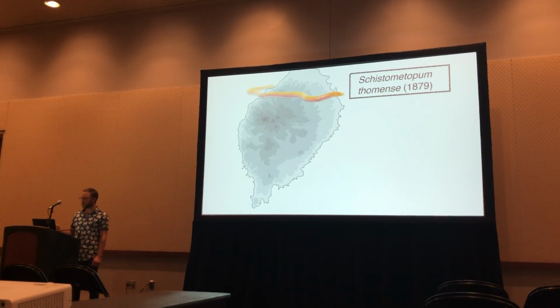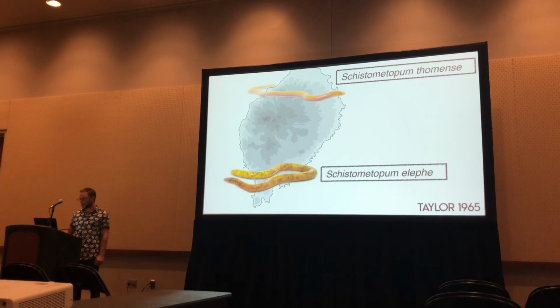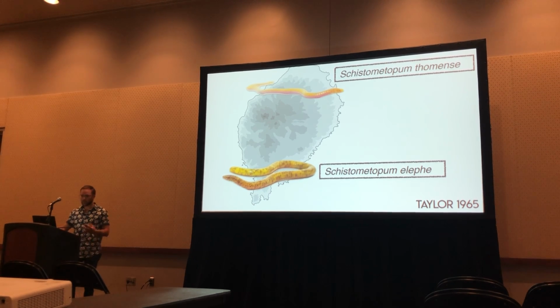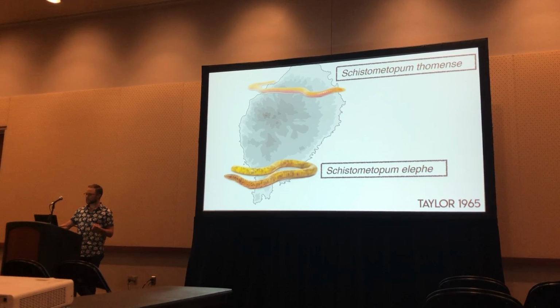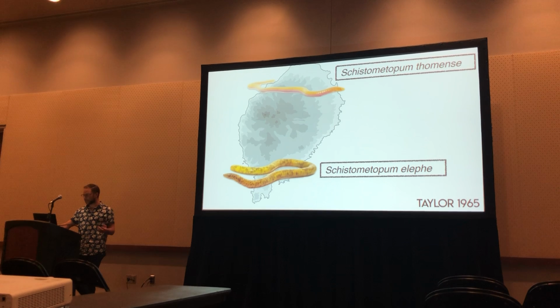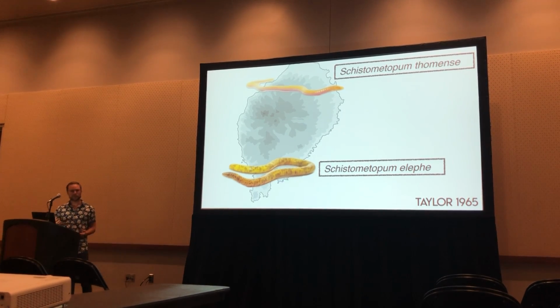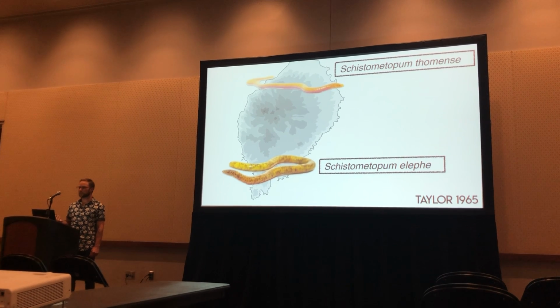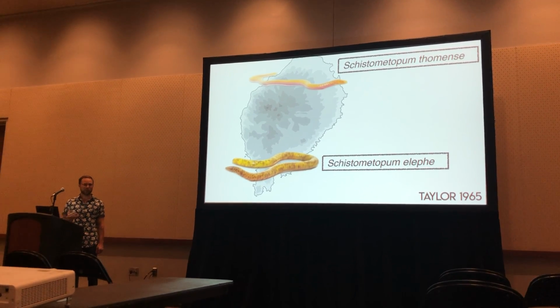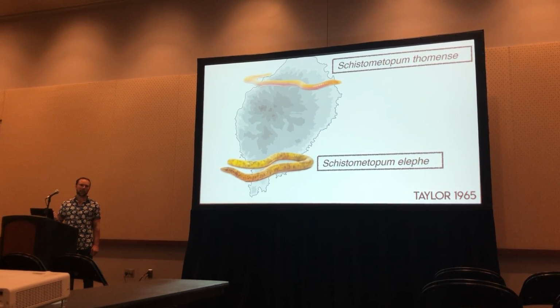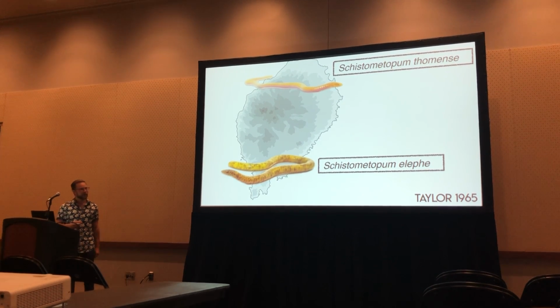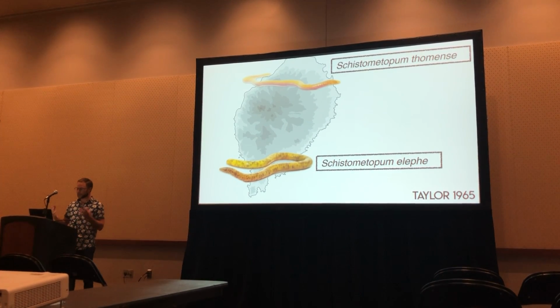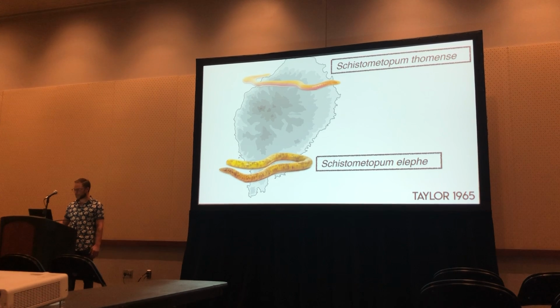This species was described in the late 1800s, and it remained as one species on the island until 1965, when a researcher, Taylor, was looking at museum samples, and he noticed that some of the specimens from the south had this black speckling. And so based on this color morphology, or difference in color, and then also some head shape differences, he described this southern group, the speckled individuals, as a separate species, elaphe.